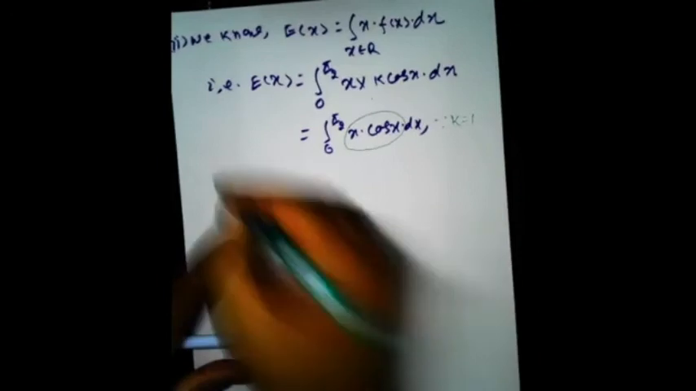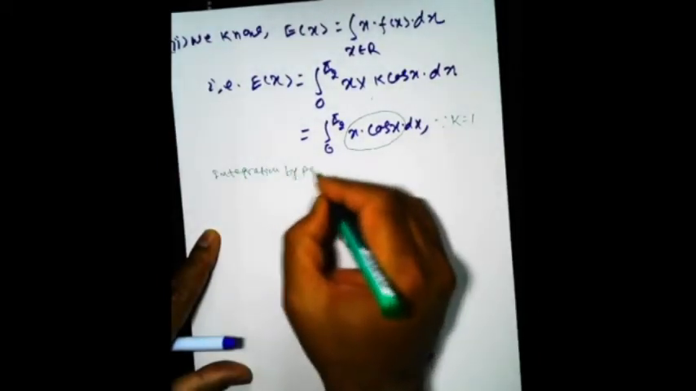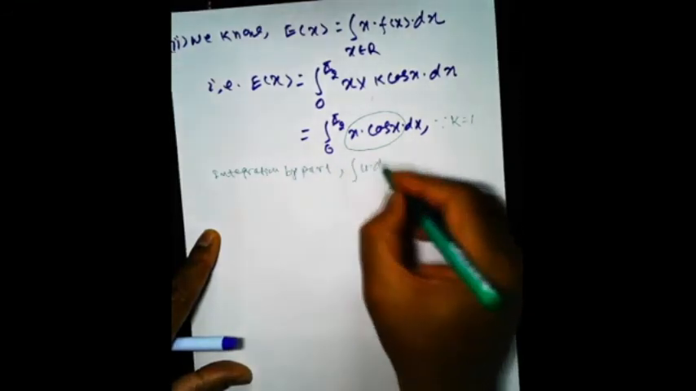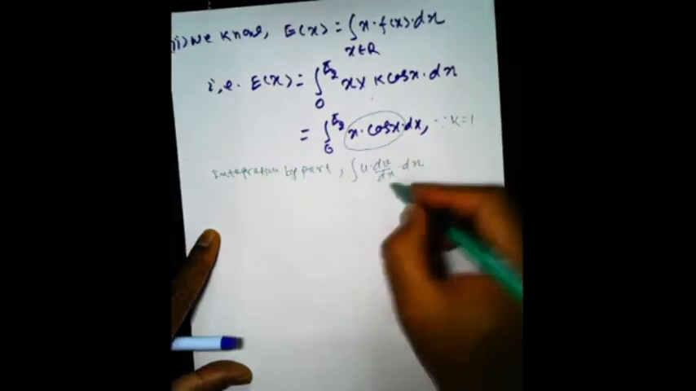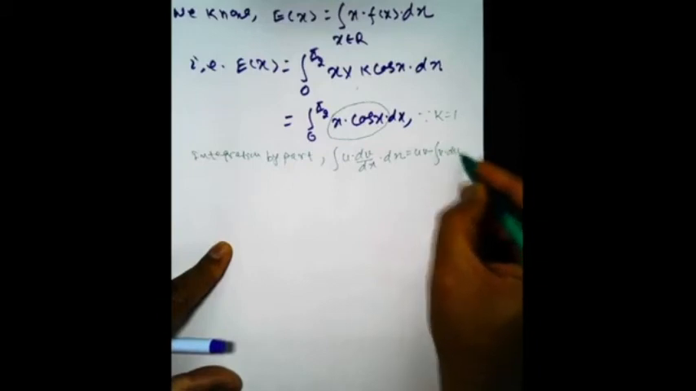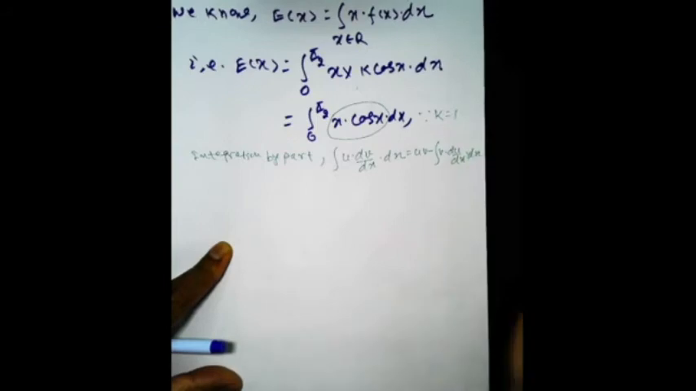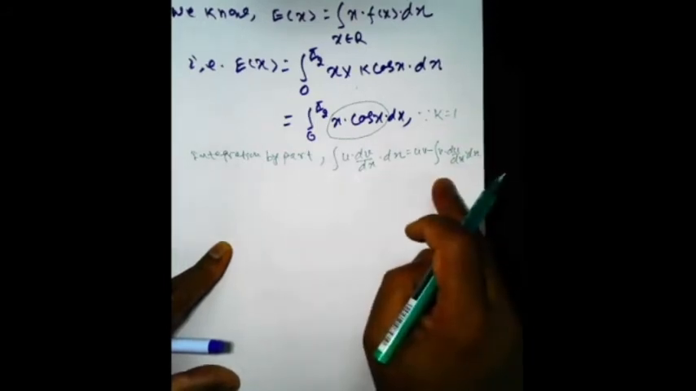So here we require integration by parts, and this formula states that the integral of u times dv by dx dx equals uv minus the integral of v du by dx dx. You can write it that way also, and this sort of formula you can find in the Cambridge formula booklet also.